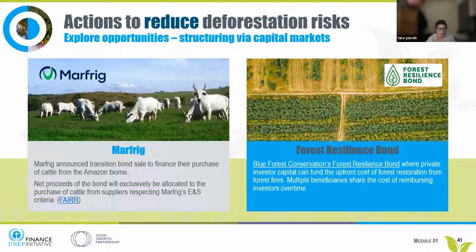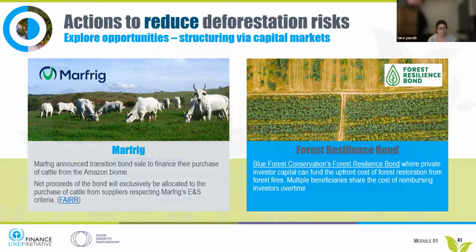In its publicly available bond framework, Marfrig indicated that their corporate bond proceeds would be used to ensure the traceability of their cattle supply chains in order to mitigate the risk of deforestation. And they also highlighted that the proceeds of this bond would mainly be used to source cattle from suppliers respecting the environmental and social criteria. So there's different ways of integrating those considerations in. In the case of Marfrig, it was really focusing on the integration of specific requirements in their bonds.